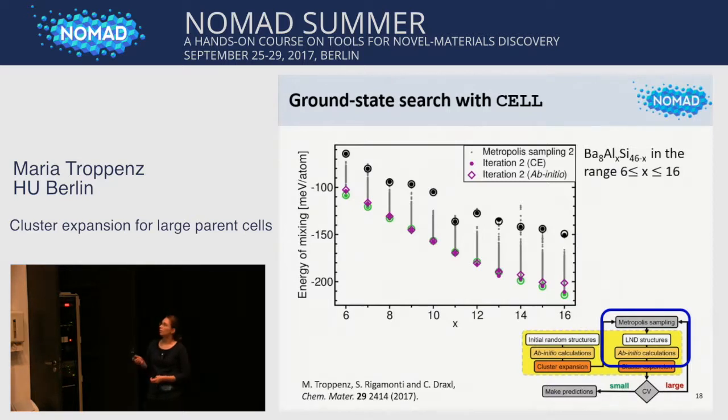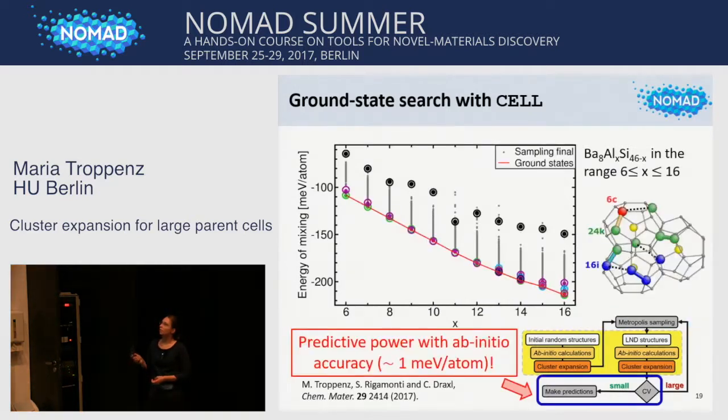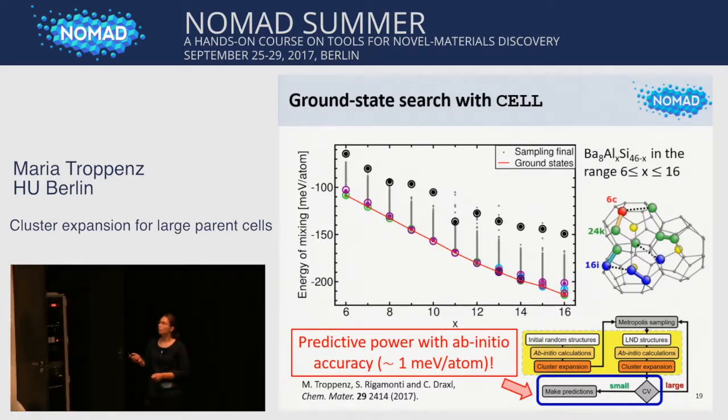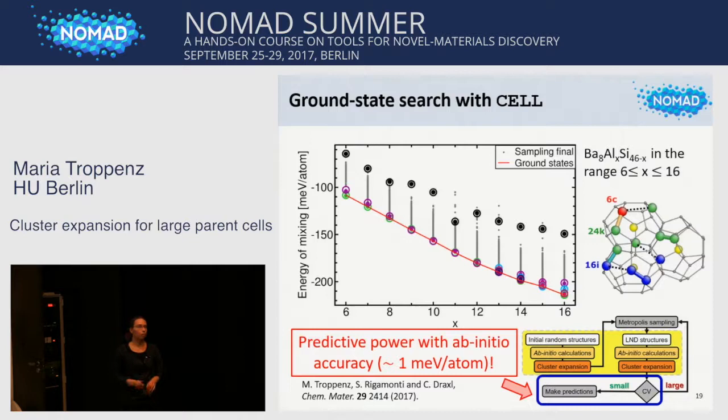This iterative procedure we continue until we find a good cluster expansion for the full composition range, and we find for each composition the ground state configuration. And we obtain, in the case of the clathrate compound, high predictive power with ab initio accuracy, which is about 1 meV per atom. And the clusters we use for this cluster expansion are really simple.